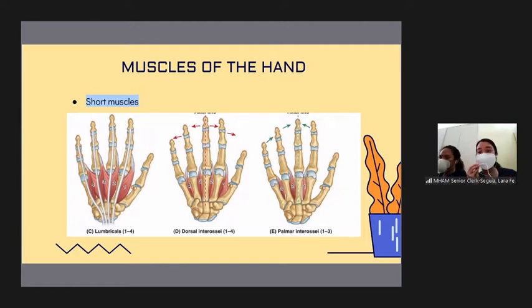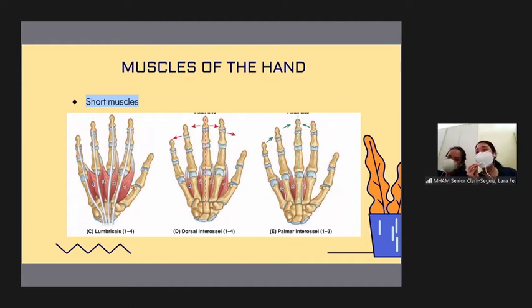Then the dorsal interossei, its action is it abducts the second to fourth digits from the axial line and acts with the lumbricals in flexing the metacarpophalangeal joint and extending the interphalangeal joint. And it is innervated by your deep branch of your ulnar nerve. And the last one is your palmar interossei. Its action is it adducts the second, the fourth, and the fifth digit, and it flexes the metacarpophalangeal joint and extends the interphalangeal joint. And it is innervated by the deep branch of your ulnar nerve.